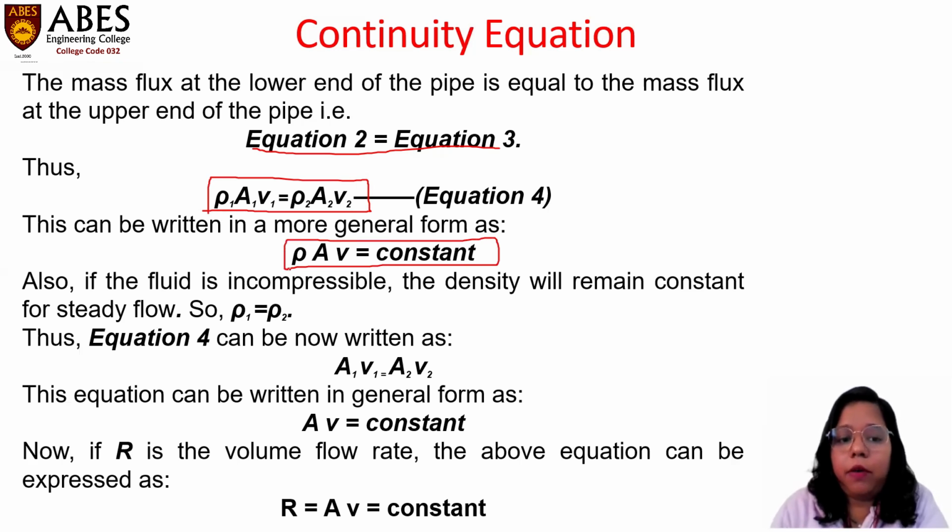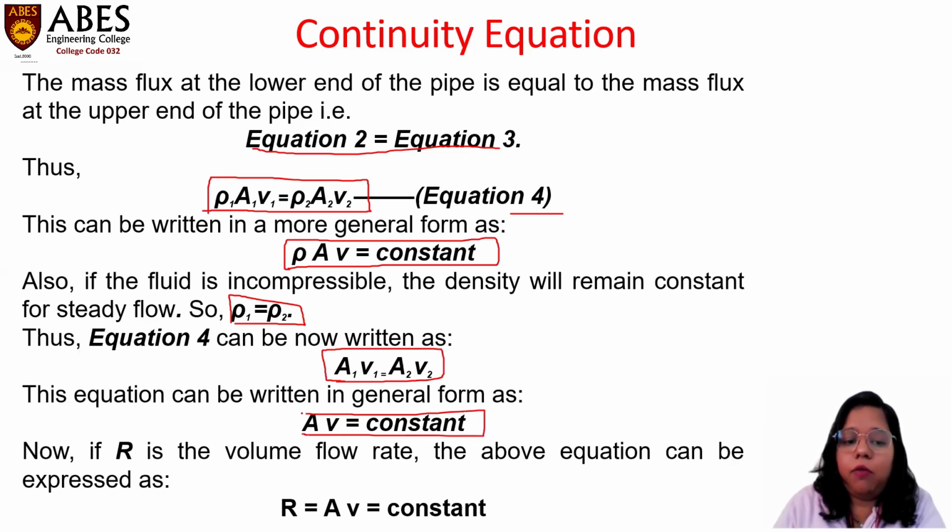If the fluid is incompressible, the density will remain constant for steady flow. So rho 1 is equal to rho 2. This equation 4 can then be written as A1 v1 is equal to A2 v2 when the fluid is incompressible and the density of the fluid remains constant for steady flow. It means A into v is constant. Area into velocity is constant.